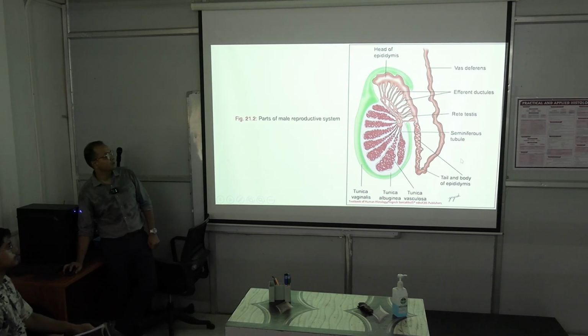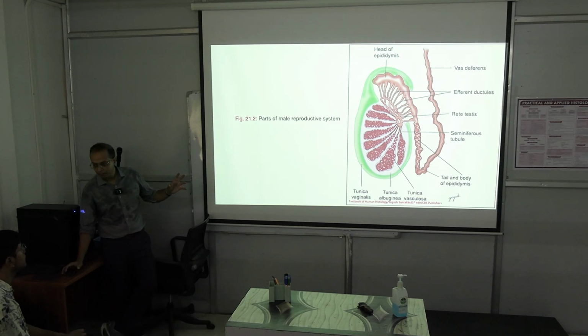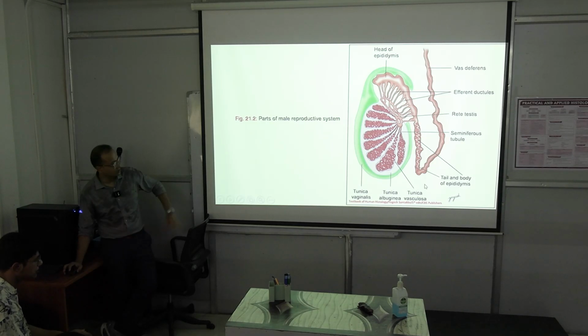The outer covering we call the tunica vaginalis. It has two layers, parietal layer and visceral layer. In between them we have a fluid collection, which we call hydrocele. Then we have the white layer, albuginea. Then vasculosa, 3 layers.